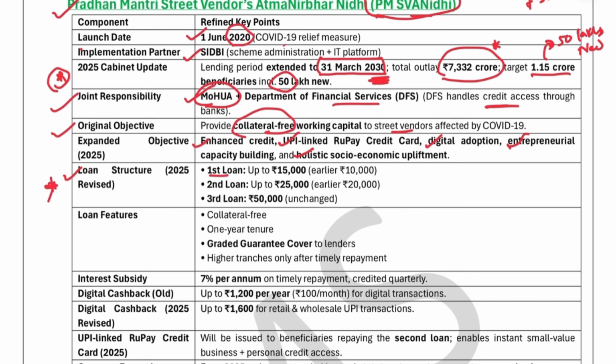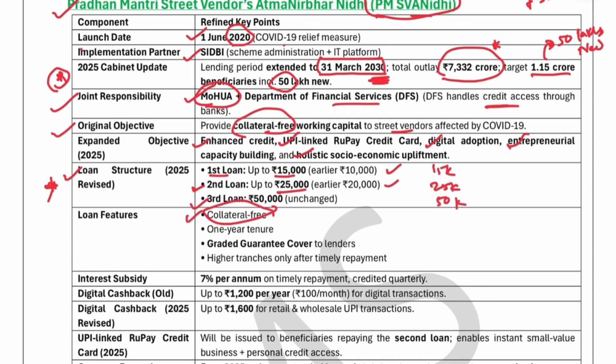This is again important because revisions have been done here. So first loan, the amount is up to 15,000. Under the first loan you can take a loan up to 15,000, and when you successfully pay the first loan, then you are eligible to take a second loan, that is 25,000, and the third is 50,000.